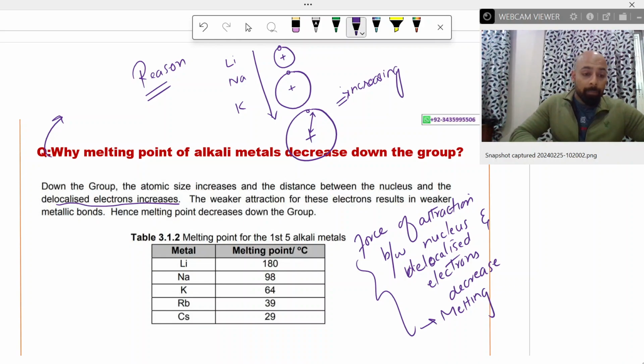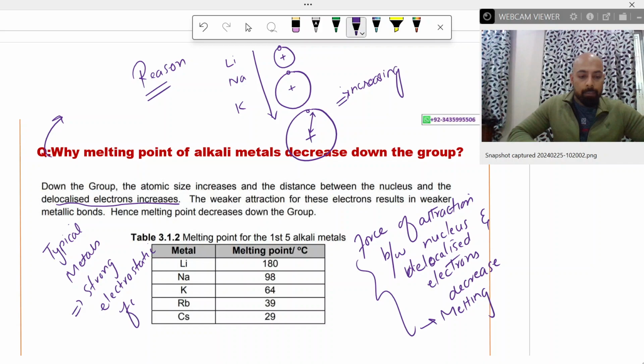But in the other metals, you know that there are strong electrostatic forces of attraction. Our typical metals have strong electrostatic forces of attraction. You should be very, very clear about the differences between these two. And the alkali metals have a difference in the melting and the boiling points basically, right?